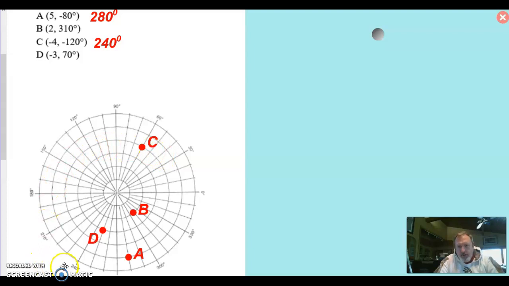And if you go to 240 and then go backwards 4 here, that's C. And then negative 3, negative 290, so same thing, we go to 70 degrees and go negative 3 to get to D. So if you've got any questions on that, let me know. 70 right here should be, and then negative 3 for D.